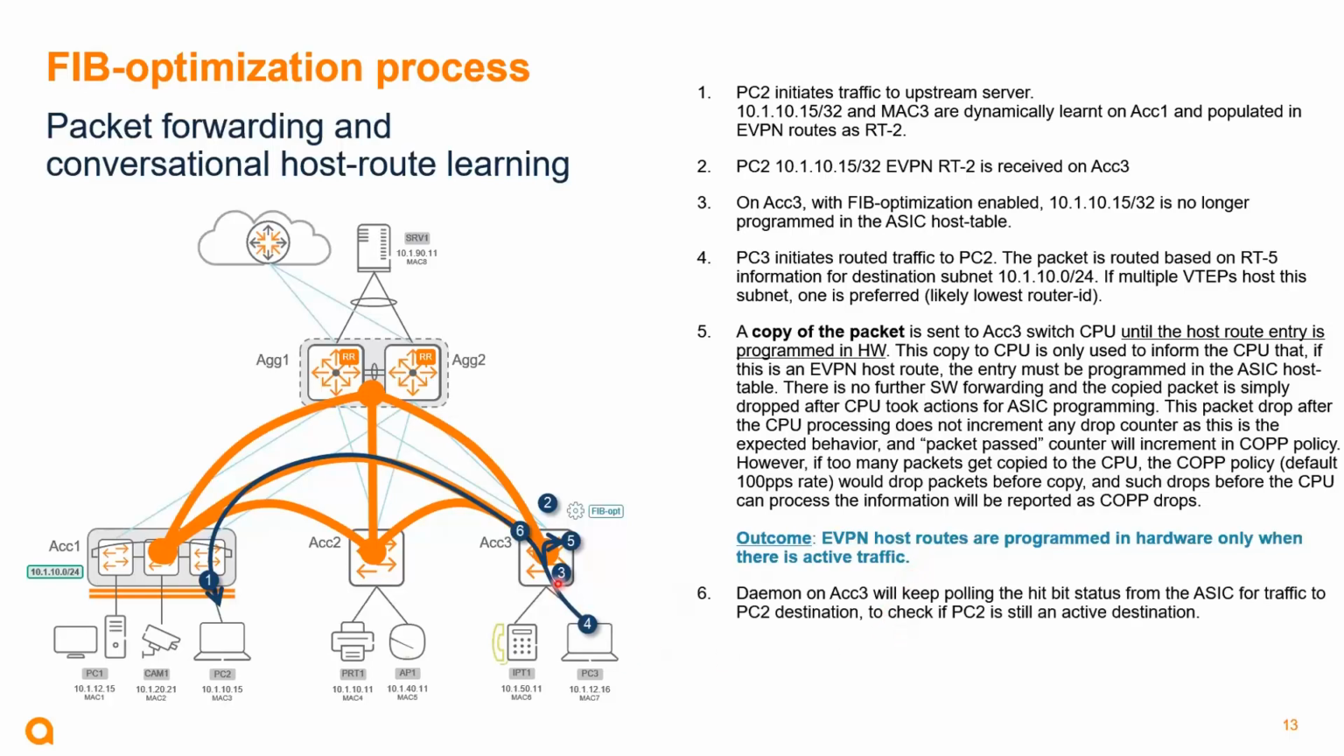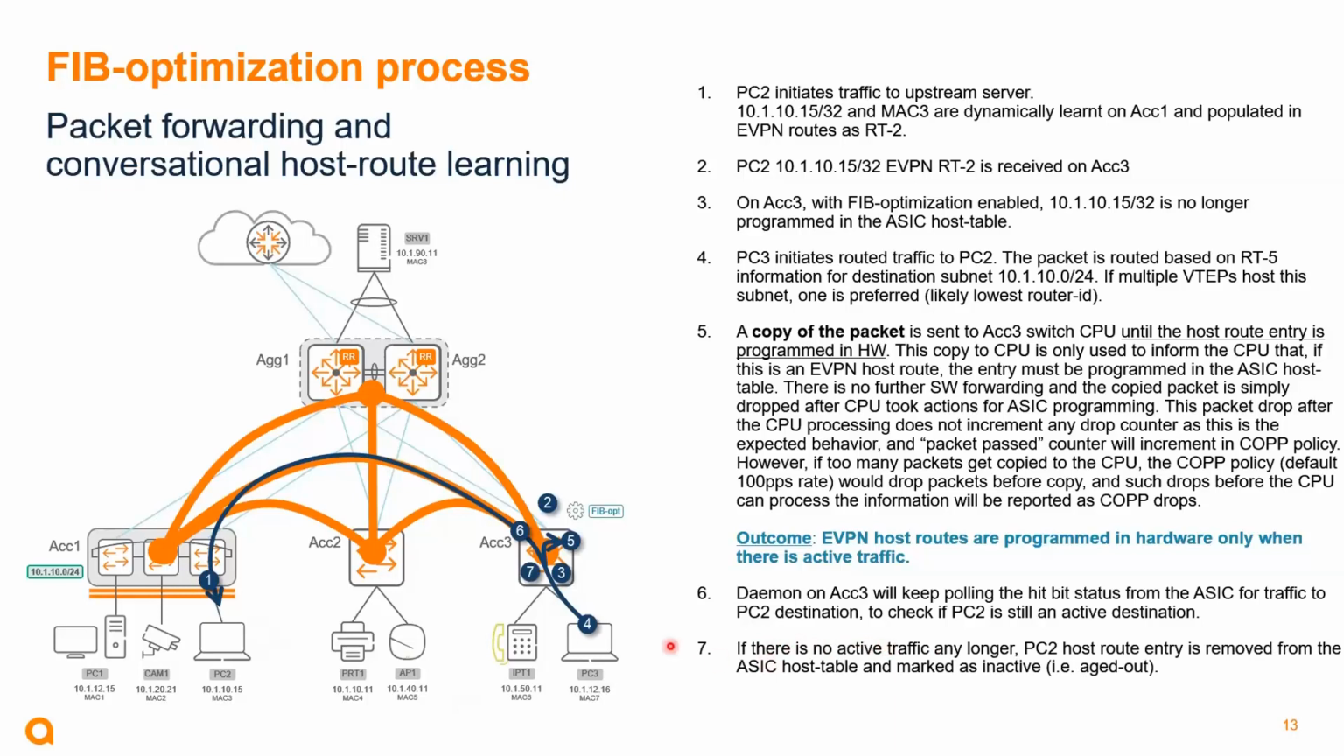There is a daemon next on access 3 that will keep polling the status of that flow. This is called a hit bit in the ASIC to check if the flow between PC3 and PC2 is still active. This is a way for us to see if we still need to have that entry in that destination IP in the hardware.